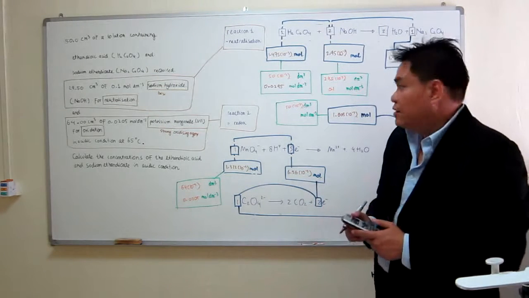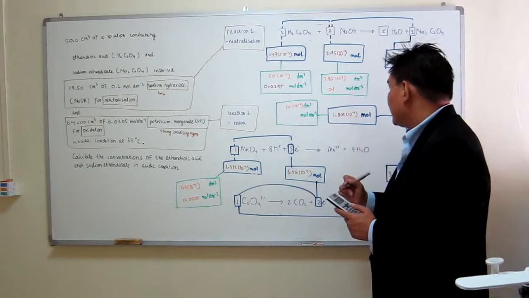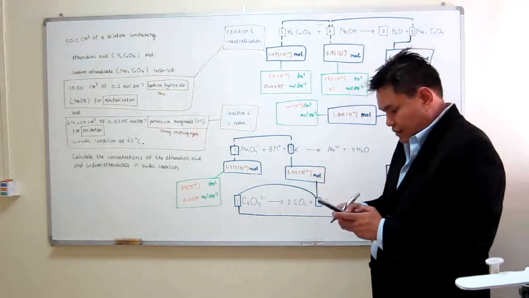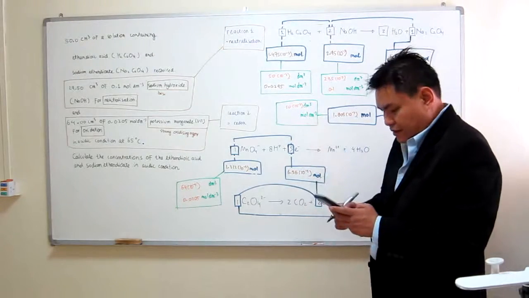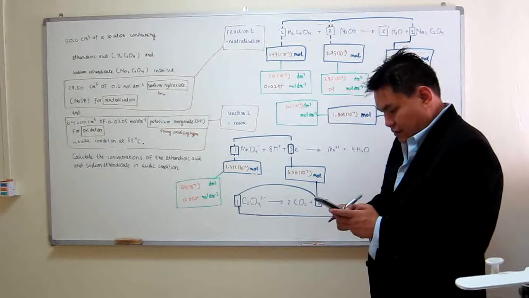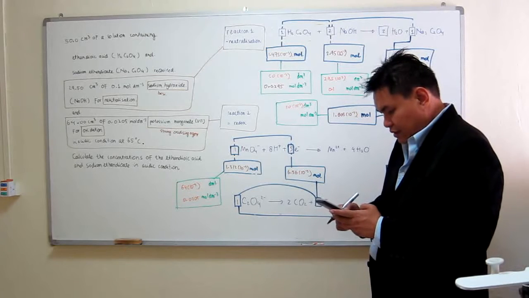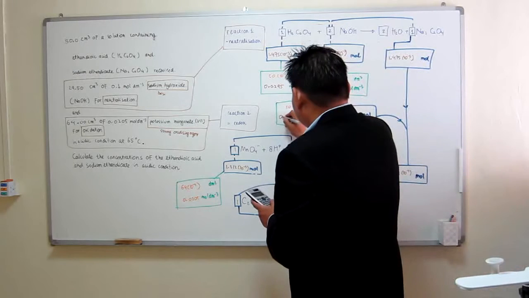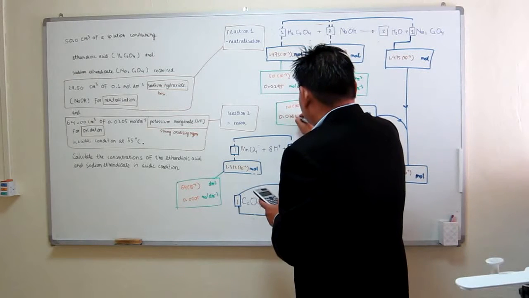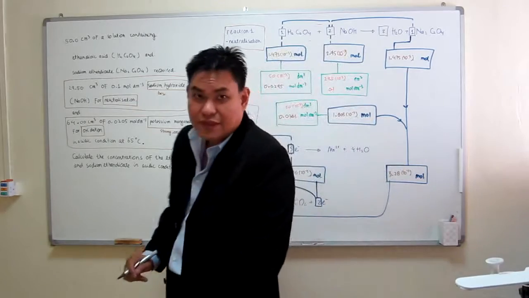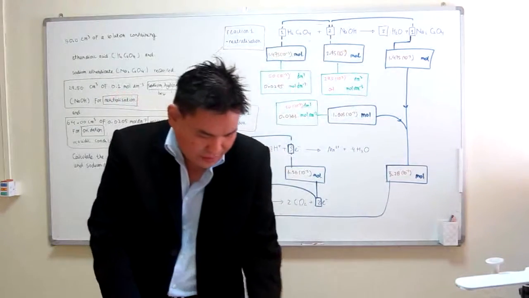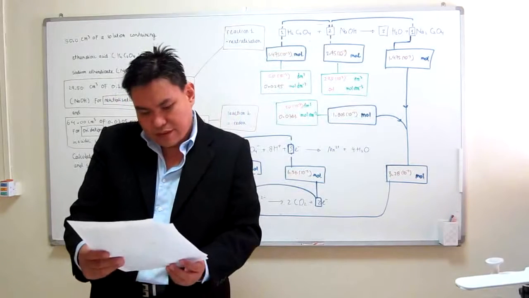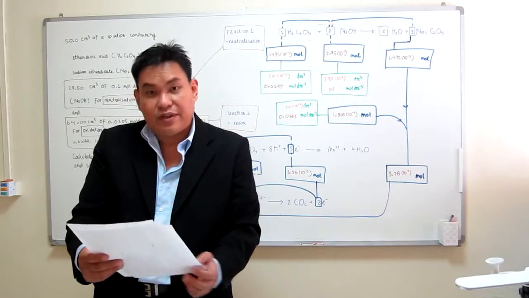And to calculate the concentration, we know the mole and the volume, so we just divide it to get the concentration. So divide by 50 times 10 power negative 3, and we get 0.0361 mole per dm³. I think our answers are correct. 0.0361 mole per dm³.